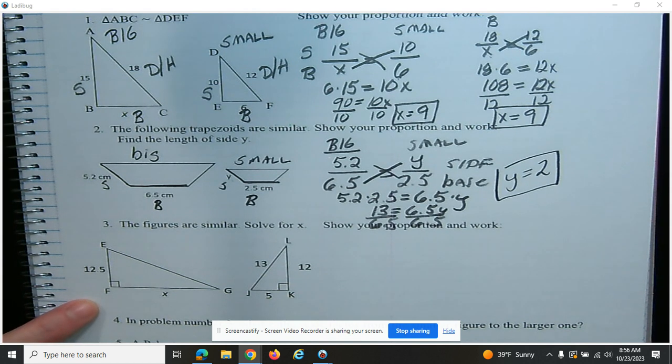Are the two pictures oriented, are they facing the same way? No. So you've got to flip one of those. If you redraw it flipped, is that okay to do? Yes. I want you to try number 3 on your own.